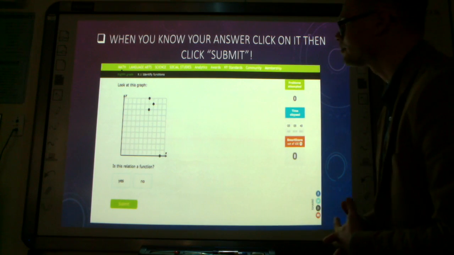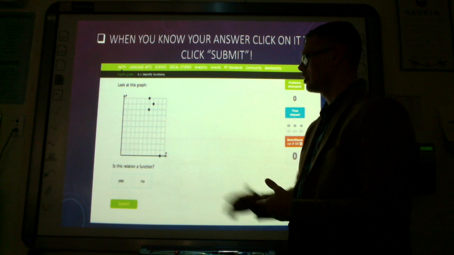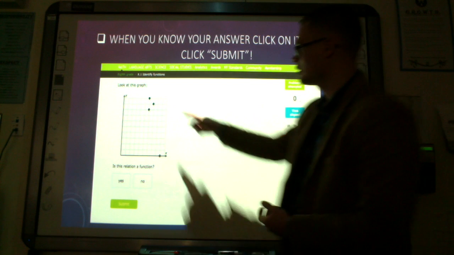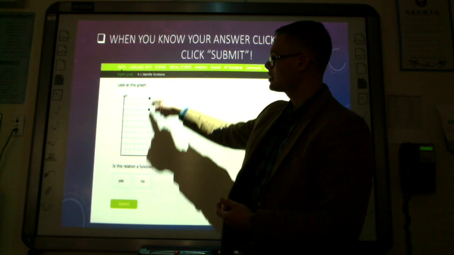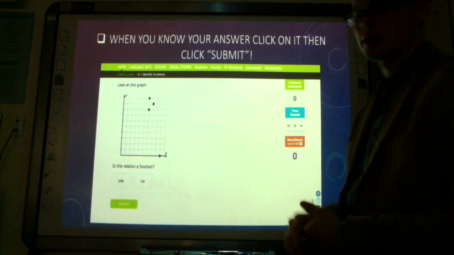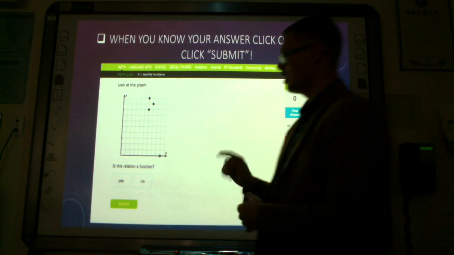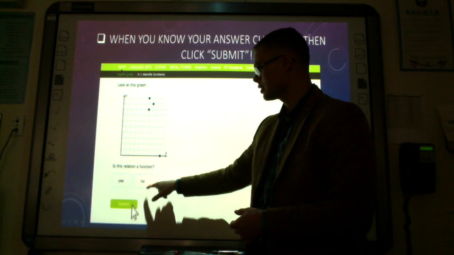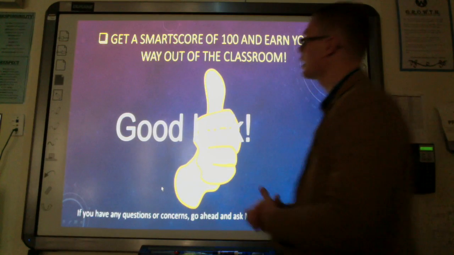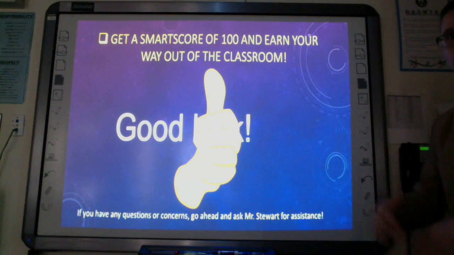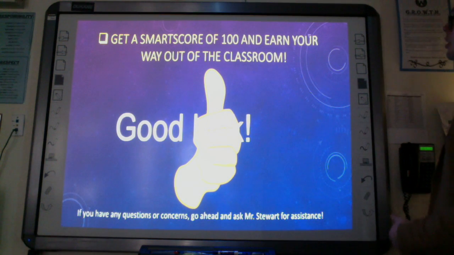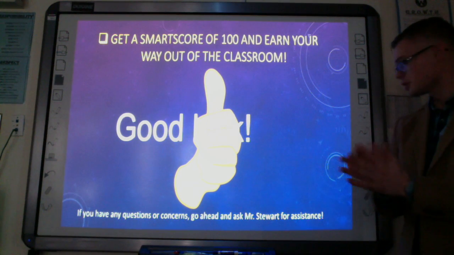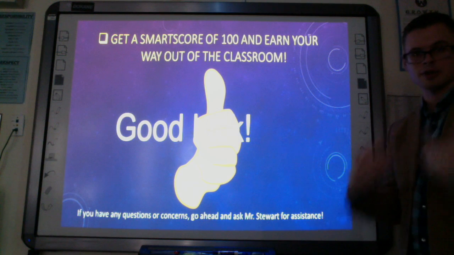Alright, so, look at this graph, and you have to determine if it's a function or not, okay? Obviously, it's not a function because we see 2 points on the same vertical line, okay? Not a function. An input matches to more than one output, so you press no, okay? And then submit. Good luck, guys. Get a SMART score of 100. You can do it outside of class and earn your way out of the classroom. Good luck. If you have any questions or concerns, go ahead and ask Mr. Me for assistance, please. Thank you.